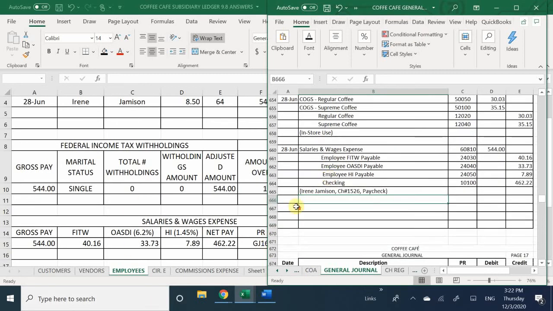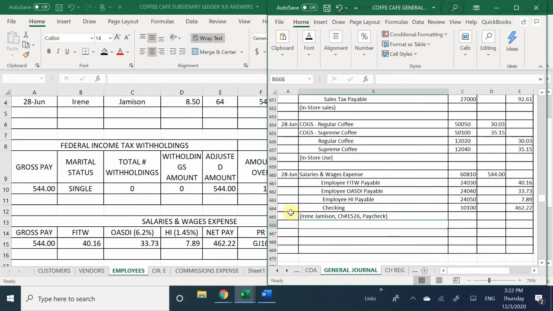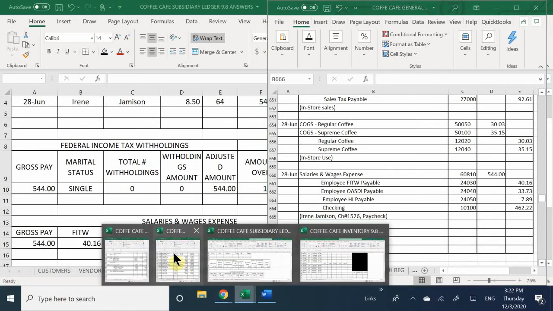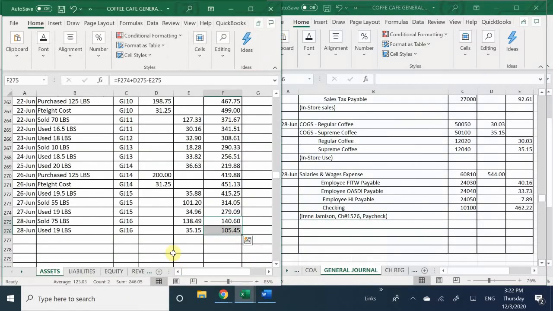So we made a journal entry. What are you going to do next? We wrote out the check, so that's done. So then we have to go to the general ledger and report all of this. Correct. So we'll start with the salary and wages portion of it.